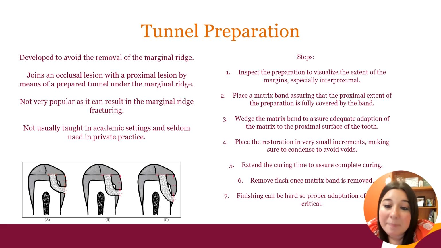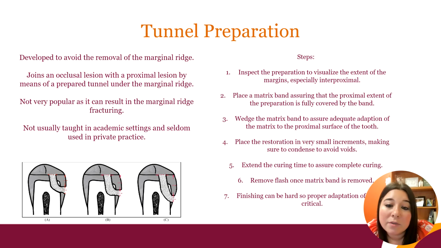We want to inspect the preparation to visualize the extent of the margins, especially interproximal. We need to see exactly where this tunnel prep is starting and where it's ending in the tooth. Next, we want to place a matrix band and ensure that it's going to reach that interproximal portion of the tunnel. We need to wedge the matrix band to ensure adequate adaptation.